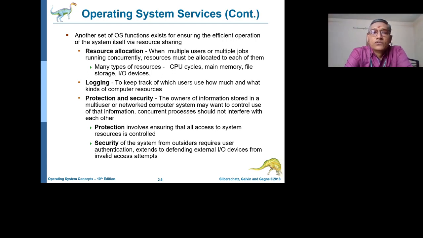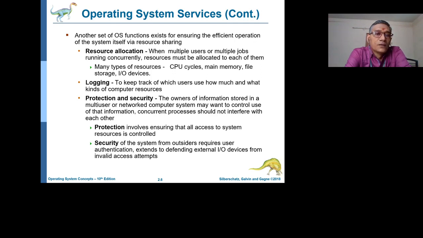When multiple users or multiple jobs are running concurrently, resources must be allocated to each of them. As I said, the many types of resources are CPU cycles, memory, file storage and IO devices. The next service is logging. To keep track of which users use how much and what kinds of computer resources, that comes under logging.